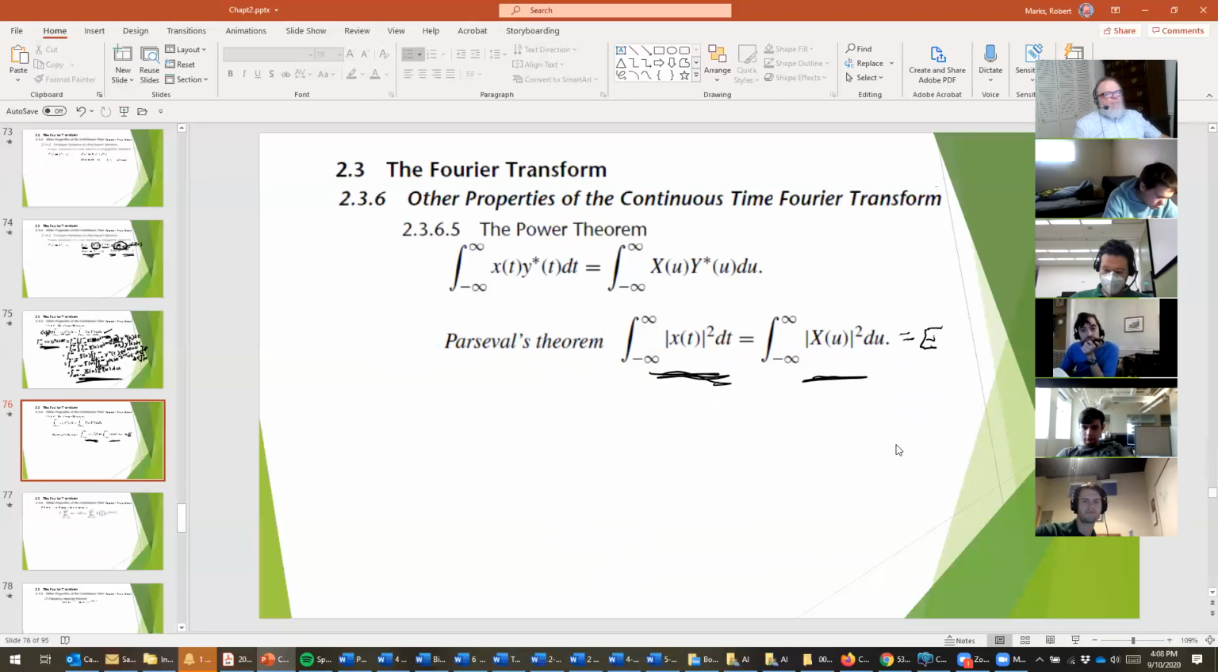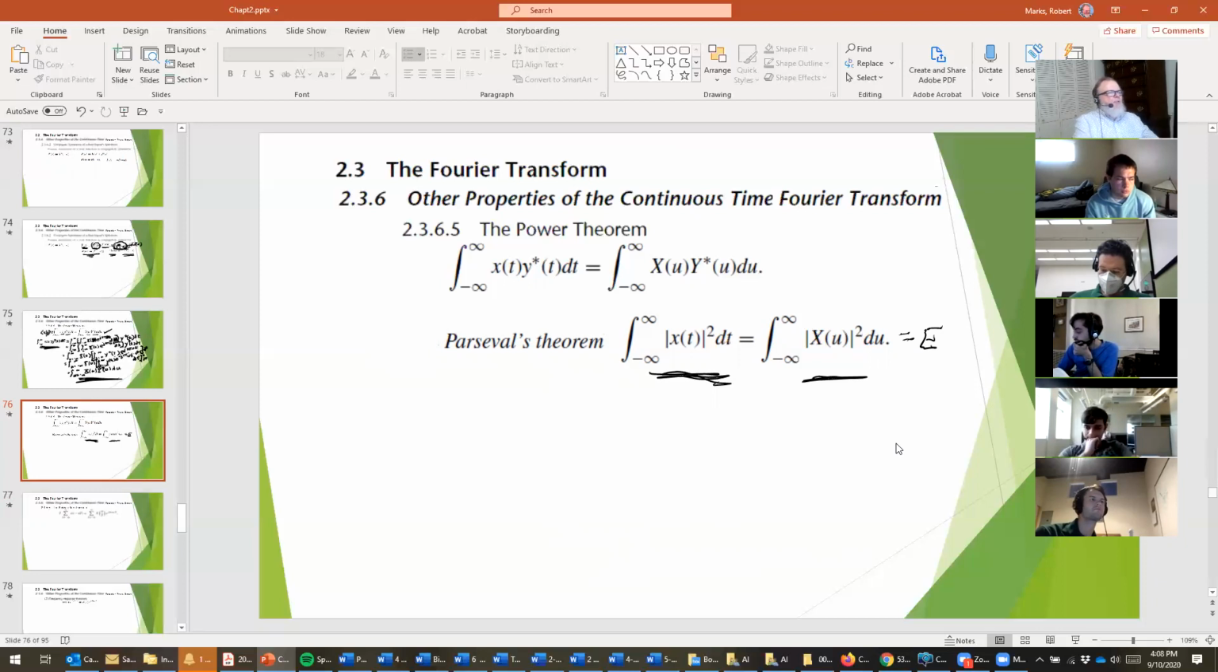I like to point this out occasionally. We're using u, remember, cycles per second instead of radians per second. If we were using radians per second, there would be a 1 over 2 pi or a 1 over 2 pi squared here, I forget. But because we're using just cycles per second, there's no 1 over 2 pi to mess things up, which is very nice.